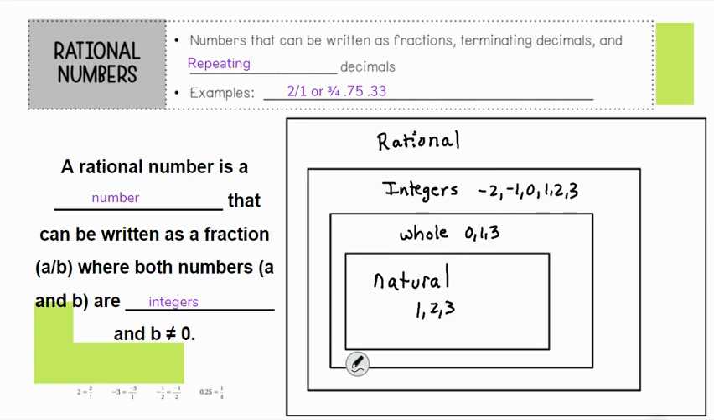So rational numbers can be all of these, plus fractions, decimals, and repeating decimals, like 0.45 repeating, 45, 45, 45. Okay? All right. So you can pause the video at any time and write down what you need to.